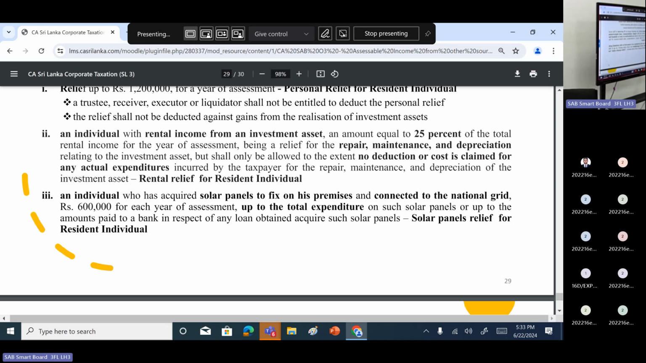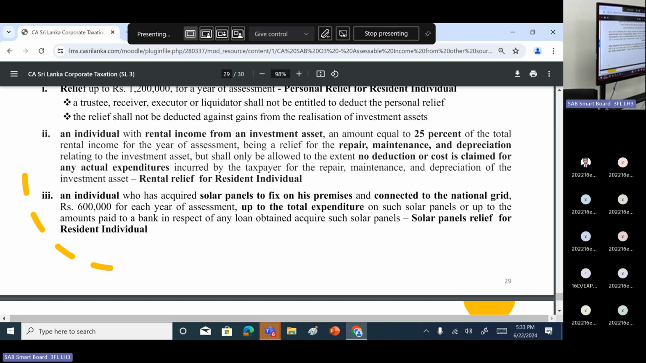The condition is it is also for an individual. Remember, it is for an individual, and it should be his premises. That means if some individual is fixing solar in a business premises, they cannot claim that. His premises means residential. And also it should be on grid. This should be connected to the national grid. Otherwise, you cannot get that.